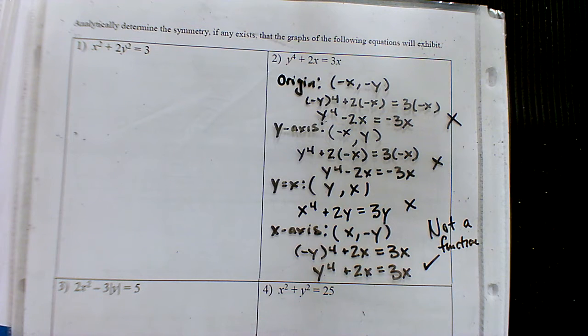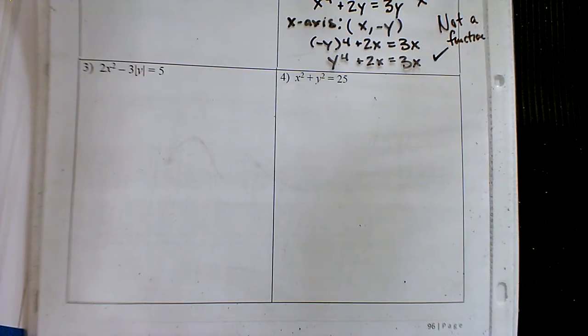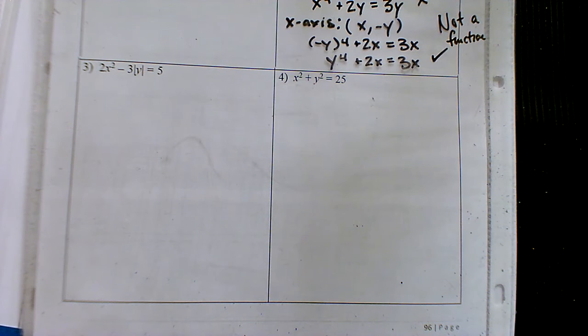Is that a good review from yesterday? Do you guys think you can try the next two? 3 and 4 at the bottom? See what you get. Test each type of symmetry.